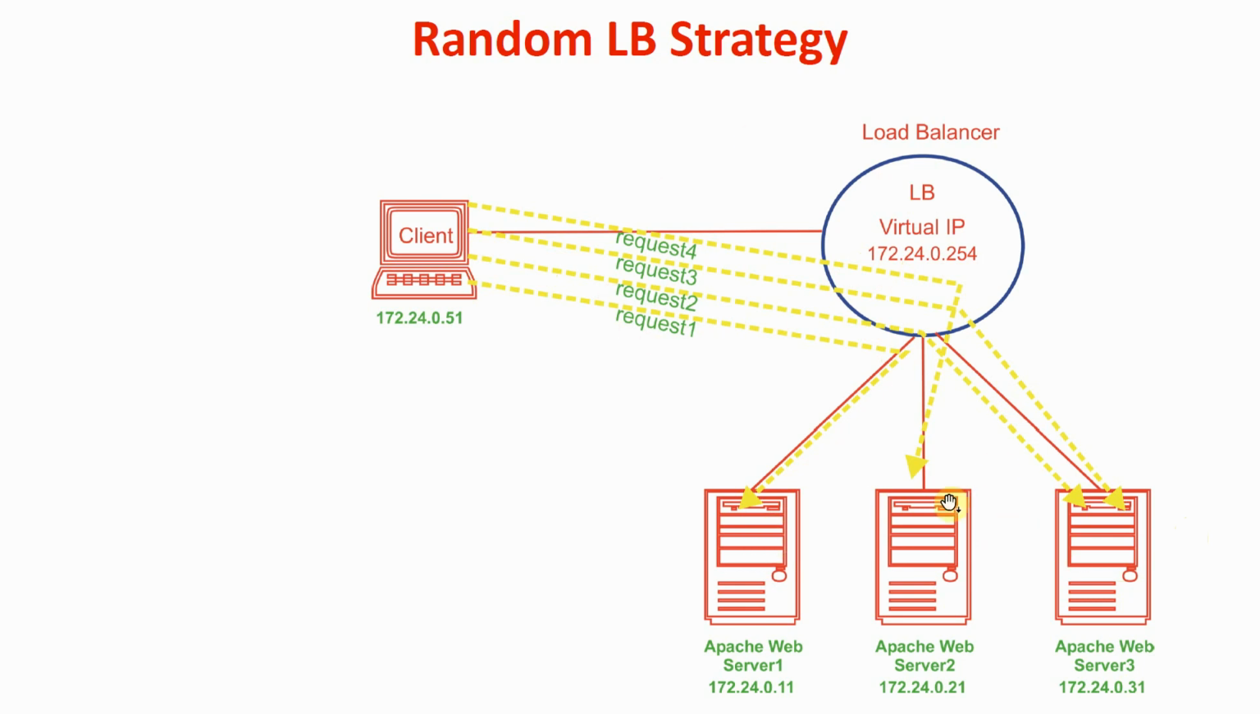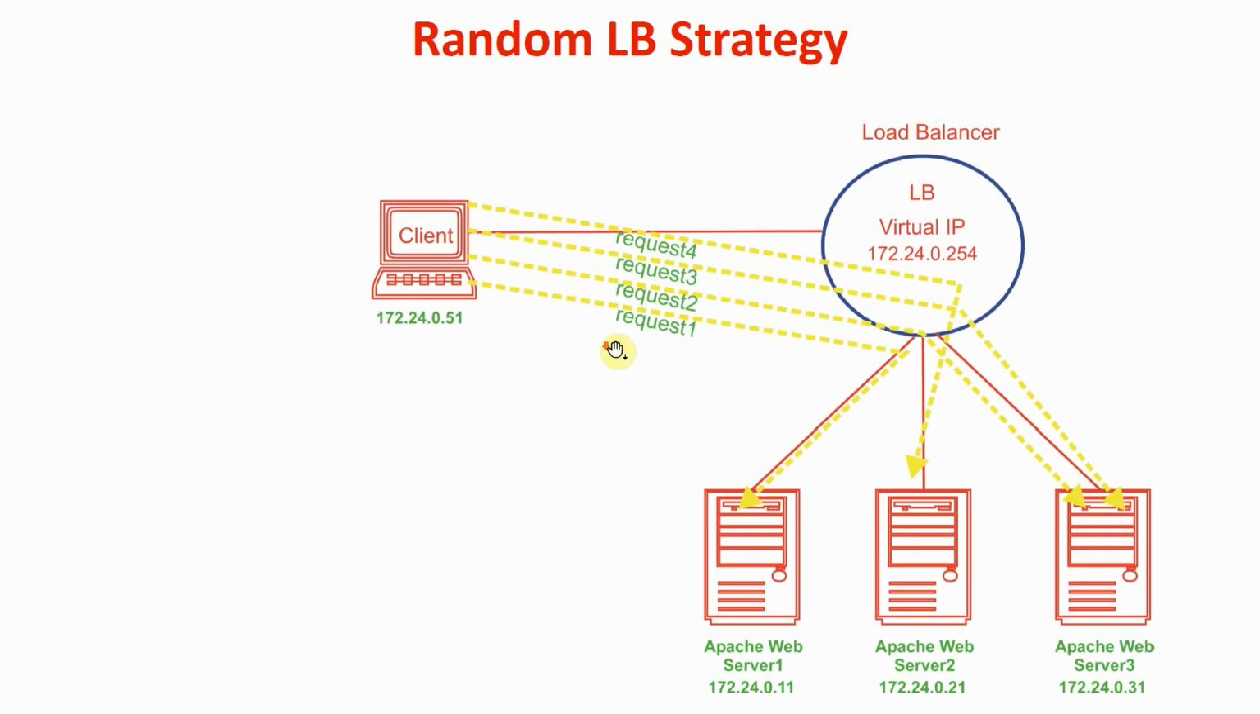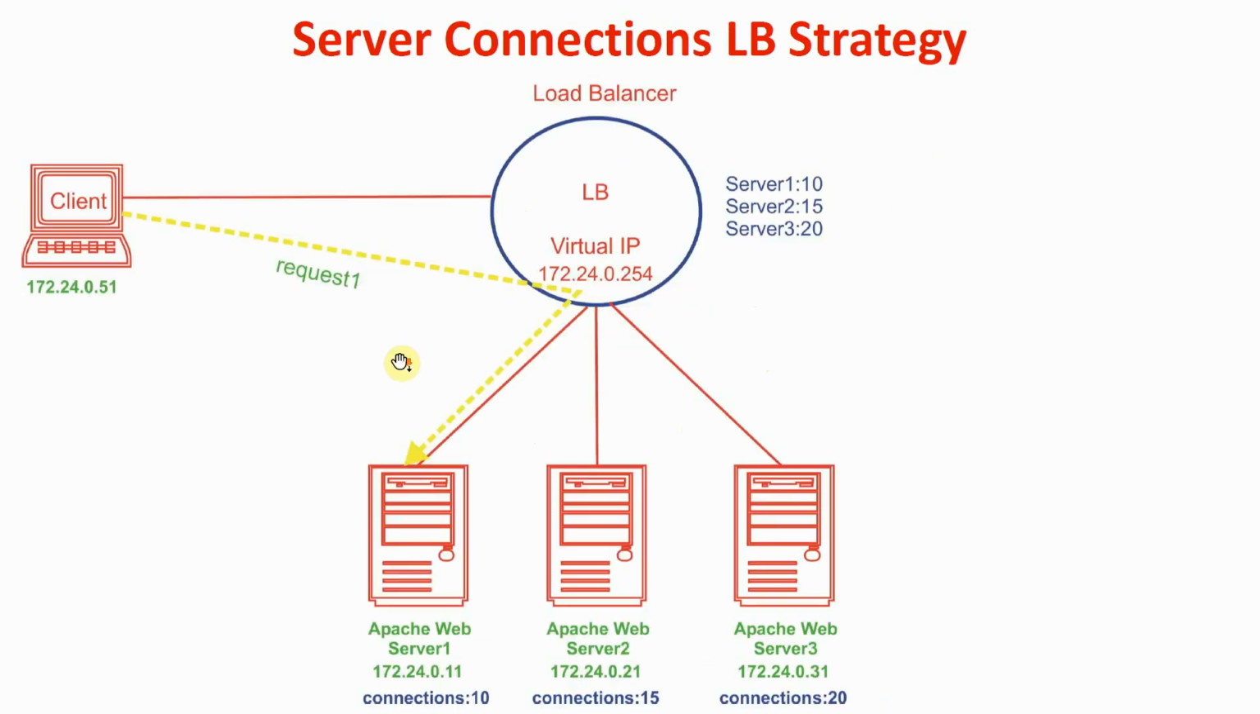The load might not be equal. But approximately, if we send 30 requests, 10 will be here, 10 will be here, 10 will be here, but here it is not certain. That means it is random. Again, a very simple strategy. Then we have the server connection load balancer strategy.